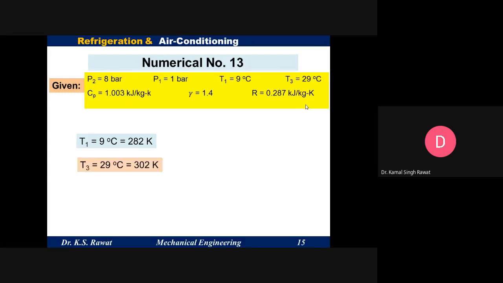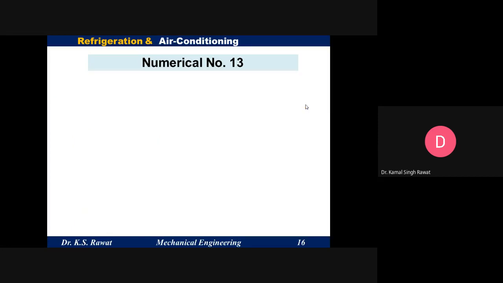Yes, 302 Kelvin. Okay. Apart from that, we have P2 and P1, so we can calculate the pressure ratio. The pressure ratio is defined as P2 by P1, or P3 by P4, which is equal to 8 by 1. It means the pressure ratio value is 8. So this is the given data. Now we have to calculate the COP of this cycle.